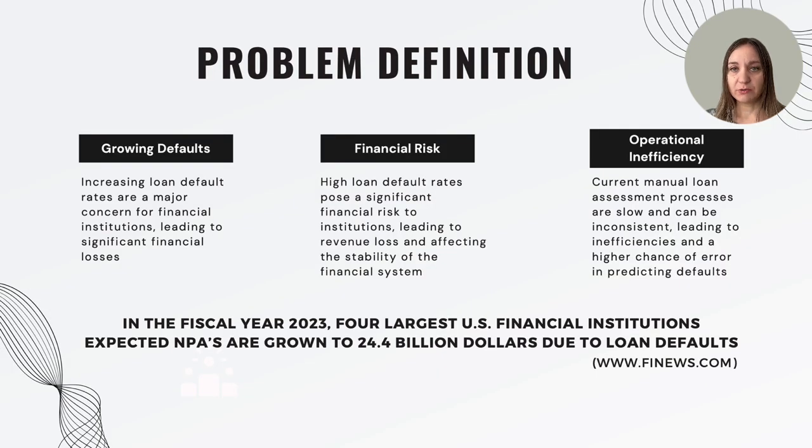Projections from 2023 show that the four largest US banks could see non-performing assets escalate to an alarming 24.4 billion US dollars. This isn't just a financial problem. It's a systematic challenge demanding a sophisticated, data driven response to safeguard our institution's future. Additionally, the old way of deciding who gets a loan isn't cutting it anymore. It is slow, sometimes biased, and misses the mark too often.